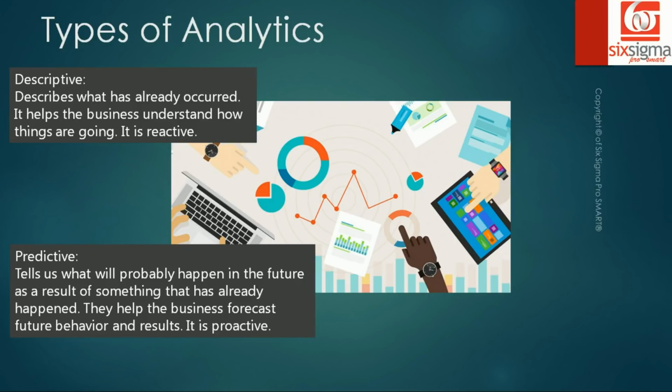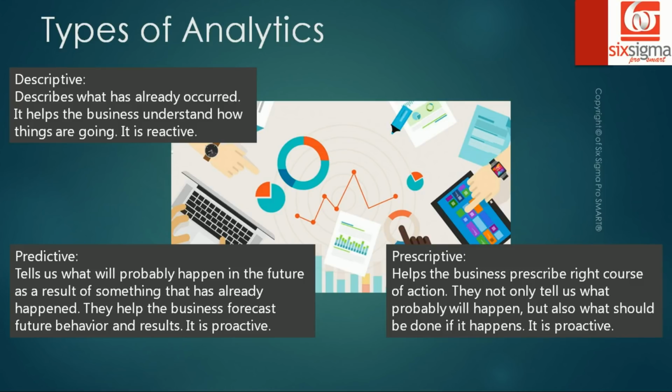Predictive, which is the most popular of all types of analytics, tells us what will probably happen in the future as a result of something that has already happened. So now you're leveraging the information that's available to you from the past data and trying to make decisions for the future. They help the business forecast future behavior and results. It is proactive. Based on what has happened, we want to take certain proactive measures for what's going to happen in future. And the last one, which is closely related to predictive, is prescriptive analytics. It helps the business prescribe the right course of action. They not only tell us what probably will happen, but also what should be done if it happens.